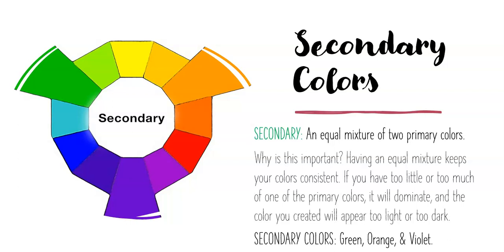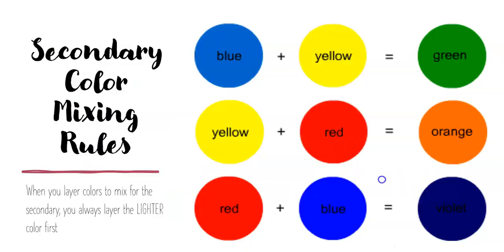Okay? So again, if you add too much of one of the primary colors, then you will create a tertiary color or an intermediate color, which are those colors that are in between that we see here. When we are mixing, again, you want to make sure that it's even, but also when you are layering those colors to mix for the secondary, you always layer the lighter color first. So in this picture that we see here, two of them are correct in mixing, but one of them is not. I'll give you a second to decide which one is not the correct way to layer colors.